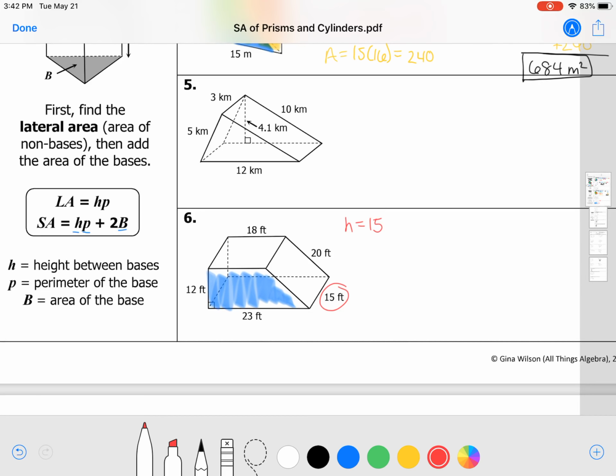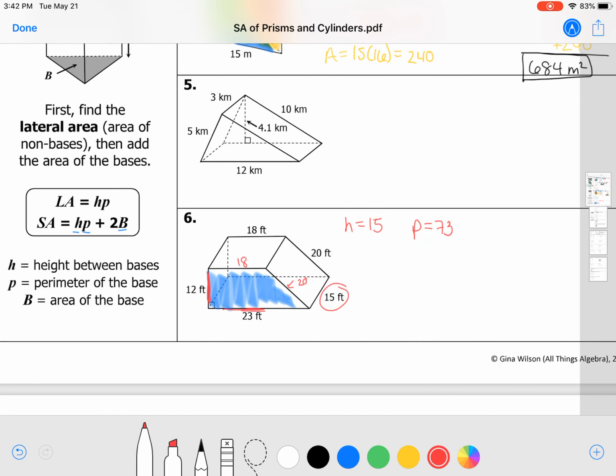And then the second thing I need to do is find the perimeter of my base. And so see that I have the 12 here, the 23 here. This side over here is going to be 20 because of the 20 back there. And then this side right here is going to be 18. So all I got to do is add them up. 18 plus 12 is 30. 30 plus 20 is 50. And 50 plus 23 is 73.